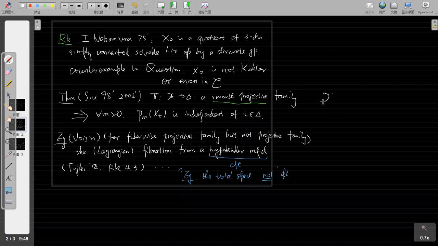You can have a global line bundle, the so-called relatively ample line bundle. You can just roughly consider it a locally ample global line bundle, and even fiber-wise ample line bundle. But you have to distinguish this from the so-called fiber-wise projective family, just the example by Voisin and Fuchki and many others.